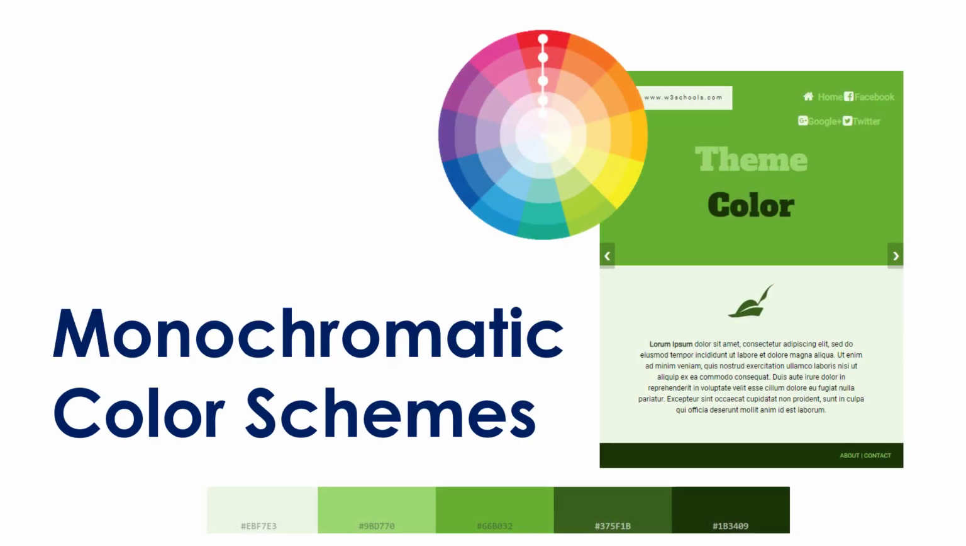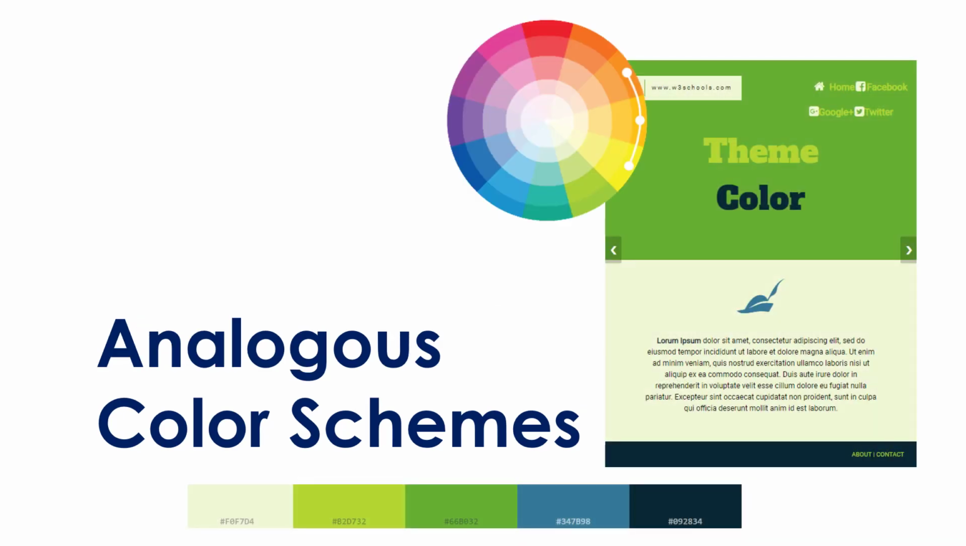Monochromatic color schemes are easy to create because they use only one color. Monochromatic schemes use different tones from the same angle on the color wheel, the same hue. Analogous color schemes are also easy to create. Analogous color schemes are created by using colors that are next to each other on the color wheel.